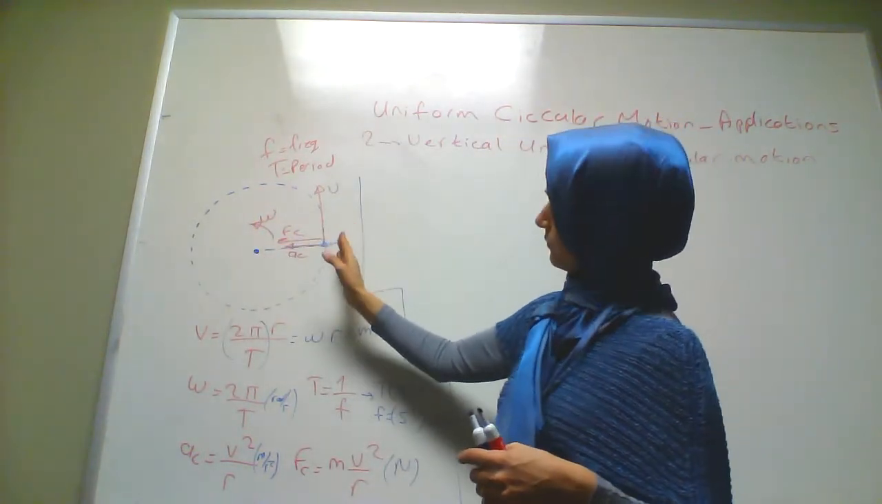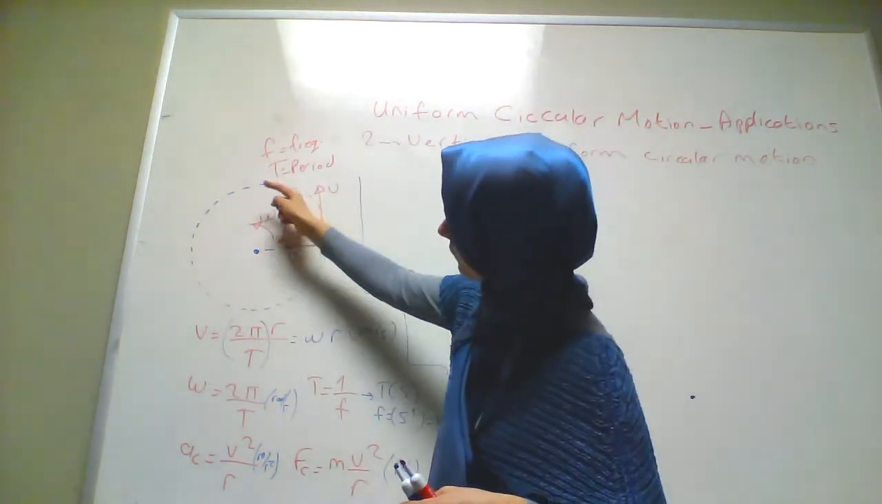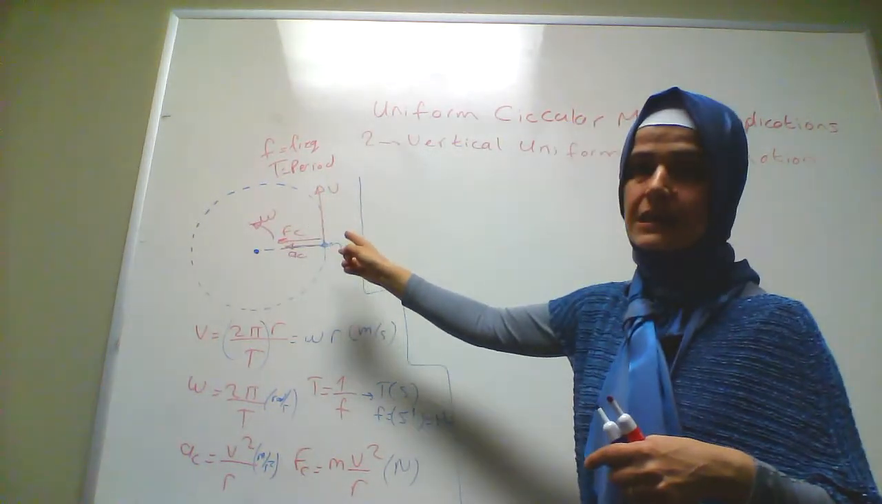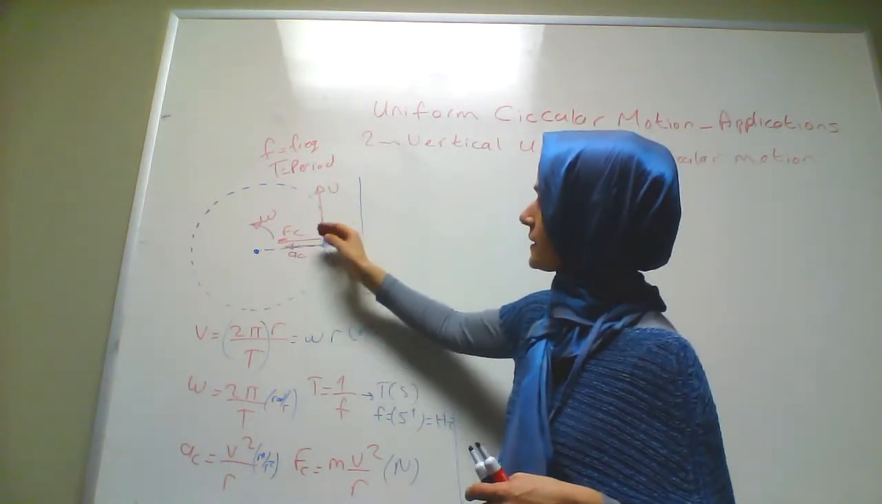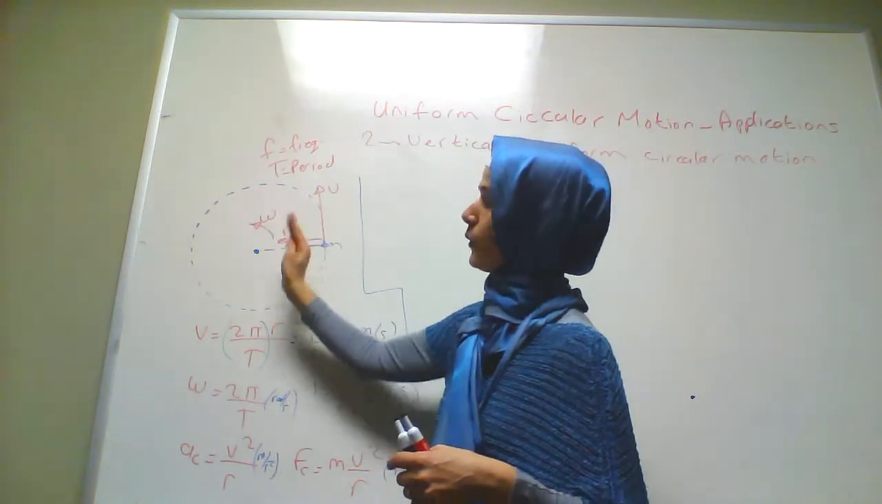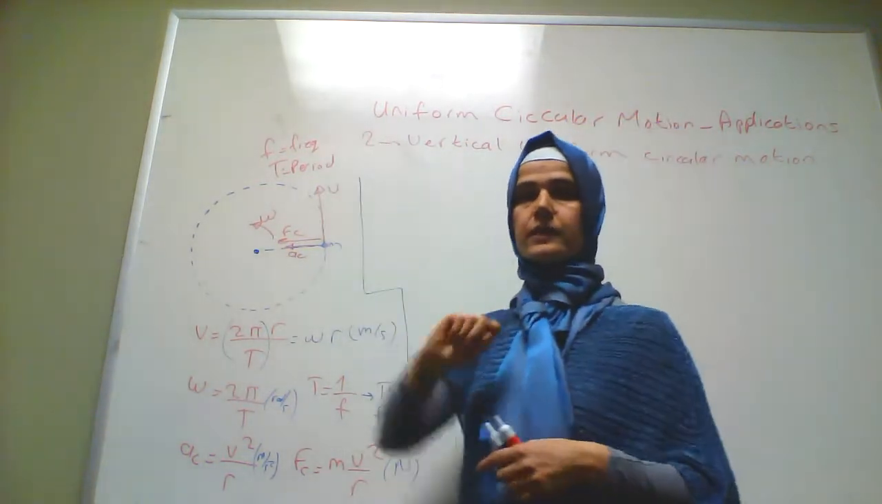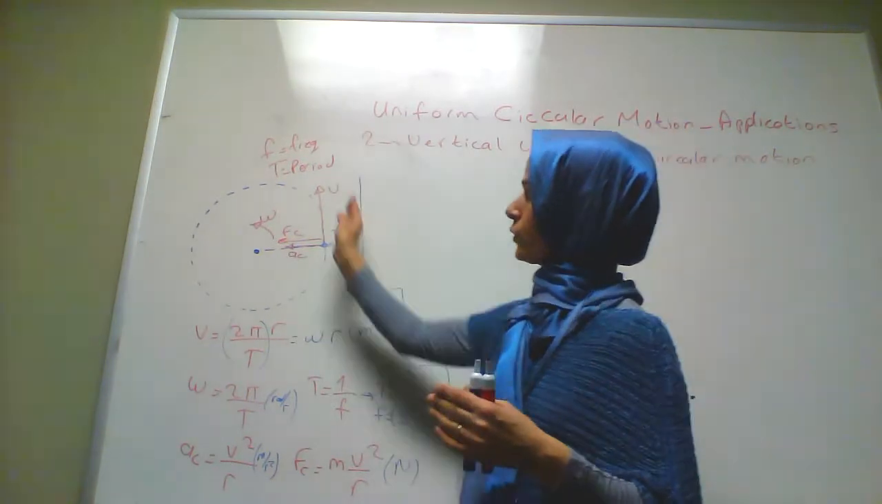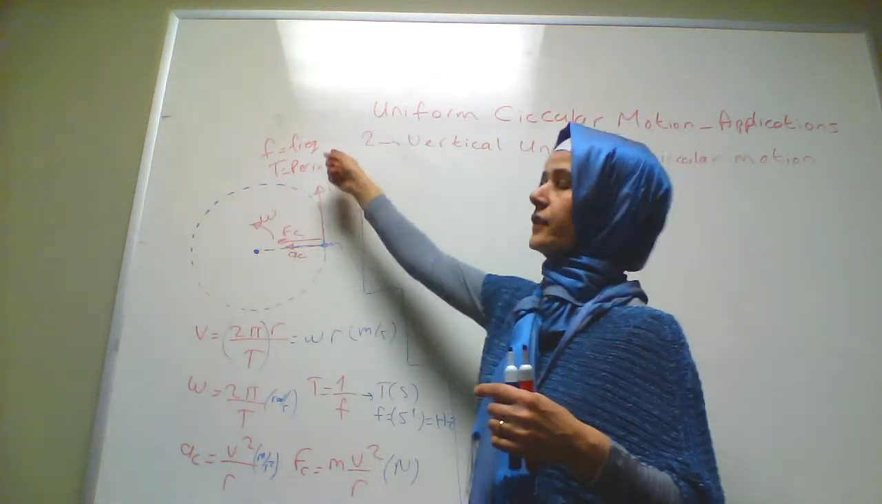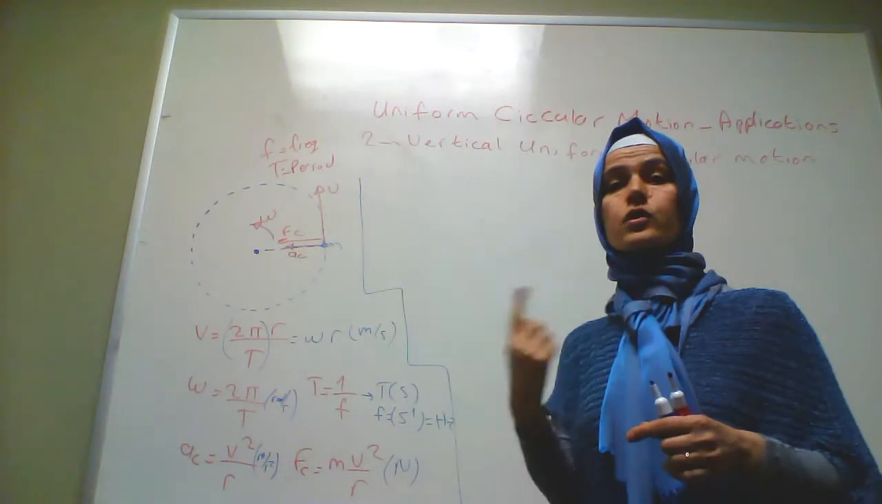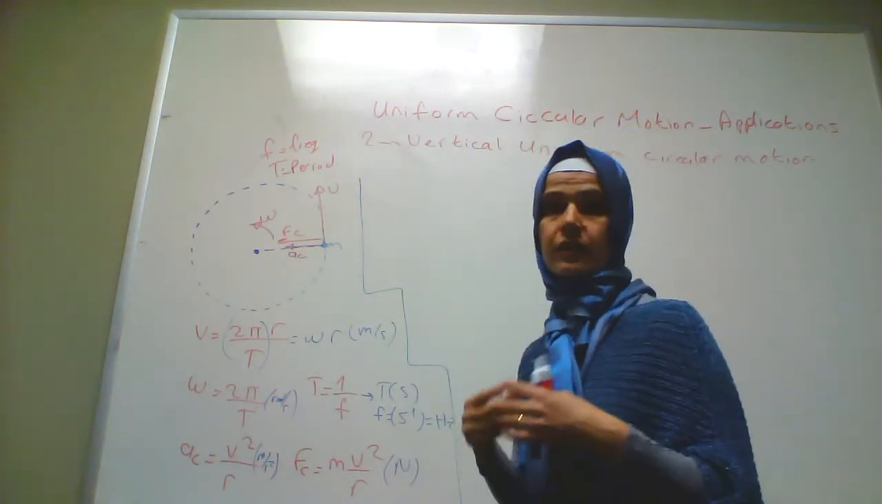and the distance traveled per unit time is the linear velocity, and the angle spanned per unit time was angular velocity. We also talked about period and frequency. Period was the time it takes for one full motion to finish, and frequency was the number of motions per unit time, which is generally second.